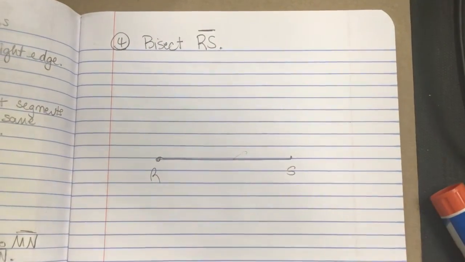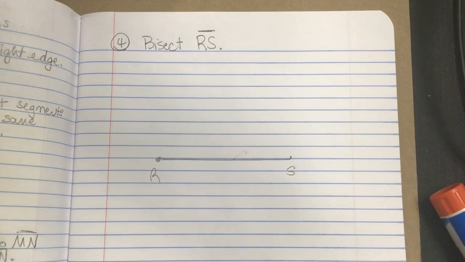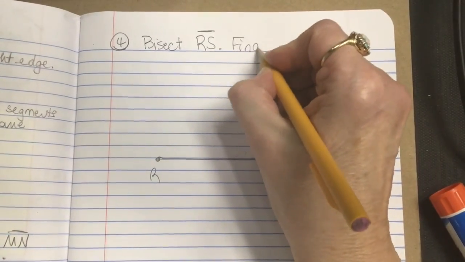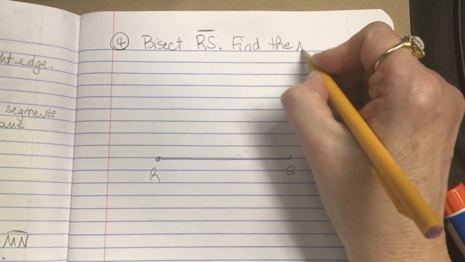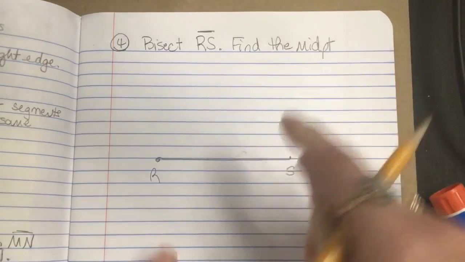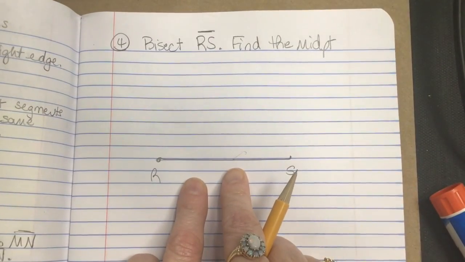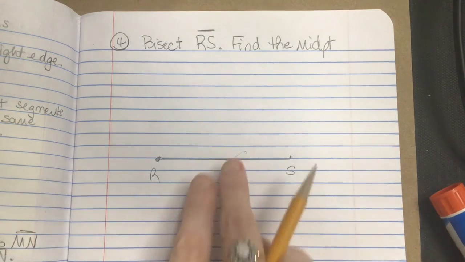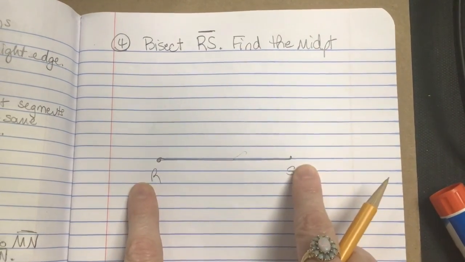We're going to run to the bell. RS, I want to bisect it. What do you think that's going to tell us to do? Okay, let me give you this. Another way to say it is find the midpoint. So what are we trying to do either way? What are we going to do to this? We're going to cut it in half. And the two segments that are left over should be congruent. Think about the word I gave you. You'll find a point, they'll be the same on both sides.